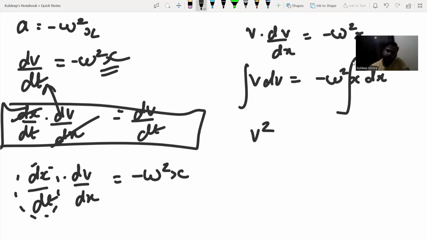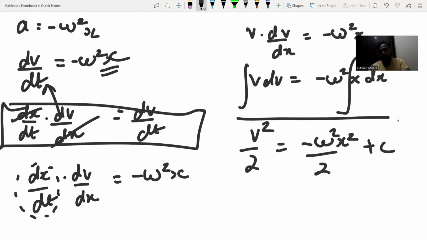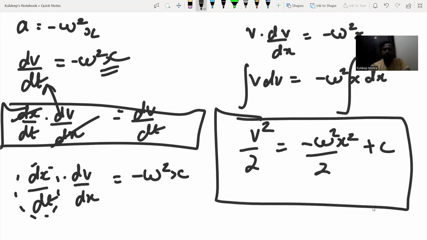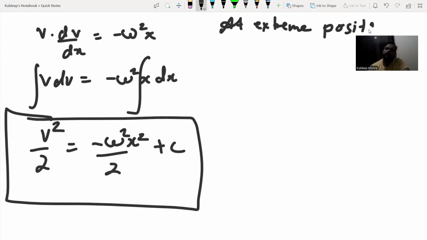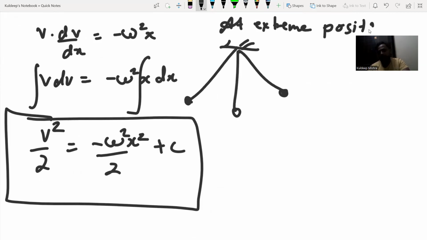So we get v square by 2 is equal to minus omega square x square by 2 plus the constant of integration. Now we will find this constant of integration. To find it, we know that at extreme positions, the body momentarily stops. Even if you consider this pendulum, when it comes to the positive or negative extremity, momentarily its velocity becomes zero. So when x is plus or minus a, v is zero.